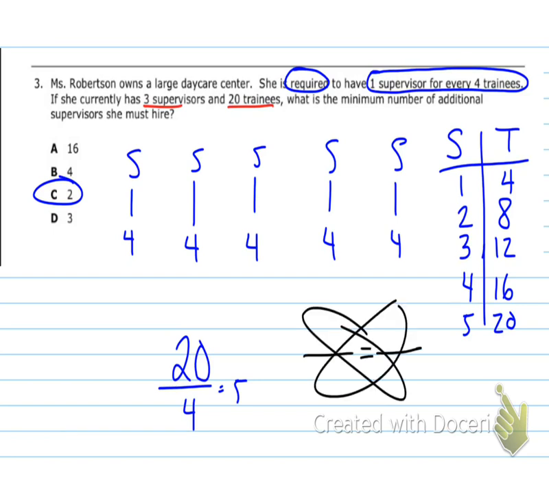This is where you set up a proportion. You're supposed to recognize that this is a proportional scenario, and there's a lot of ways to set it up, but the idea is 1 super for every 4 trainees is equal to how many supers out of 20. And if you cross multiply and divide, you'd still end up with that you need 5. And if I already have 3, then you need 2 more. So the answer is C.